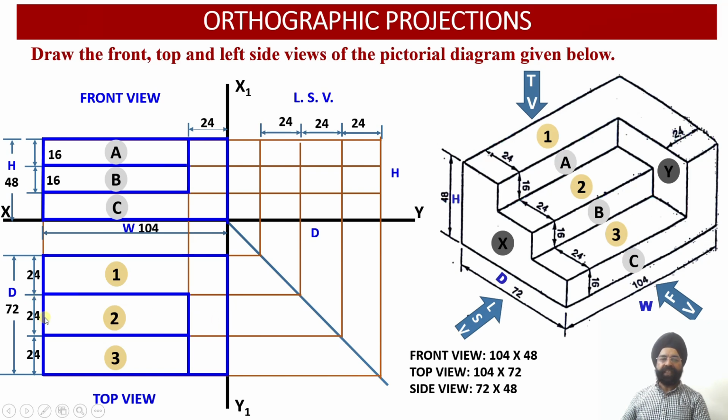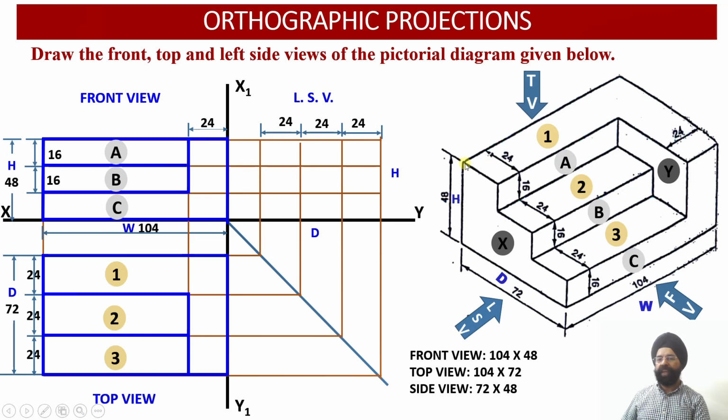So this is surface 2, 80 millimeter is the length, 24 millimeter is the width or the depth over here. Similarly, this is surface 3 having depth equal to 24 and the length will be 80 millimeter. So this is the construction of the top view. Now let us work out the side view.